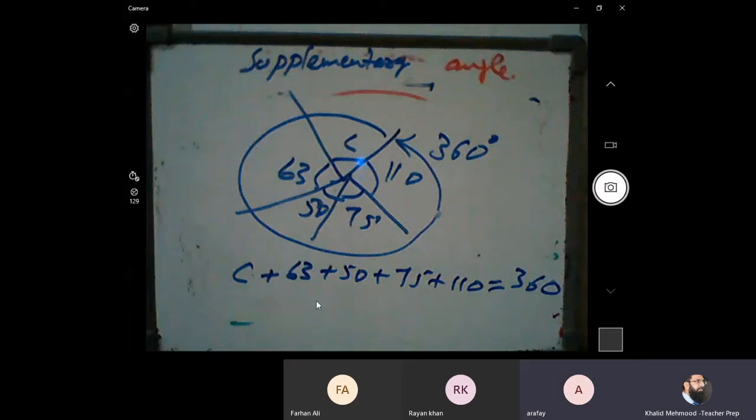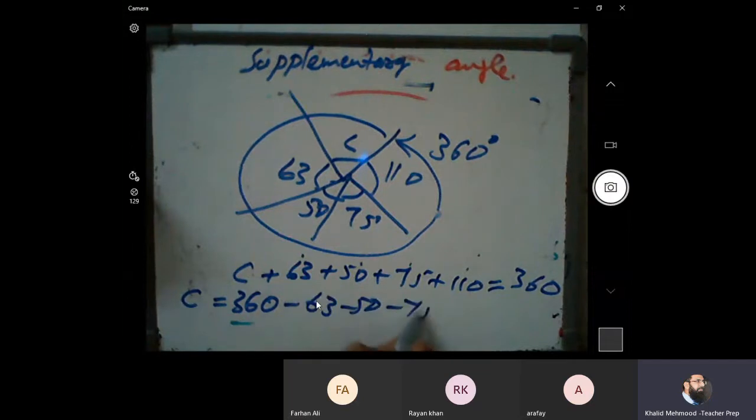Now, what will we be doing? These are all in the wrong place, so we'll move them to the other side. So C is equal to 360 minus 63, minus 50, minus 75, minus 110. Now let's check it out. How much is the calculation? Now I need your help.